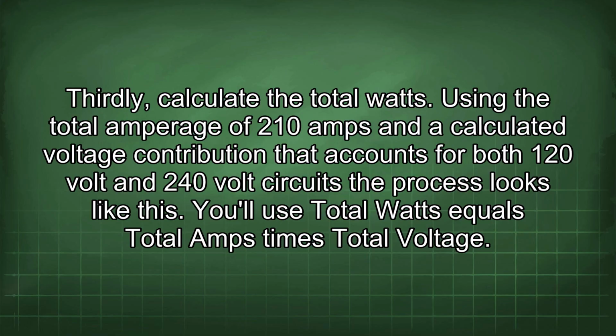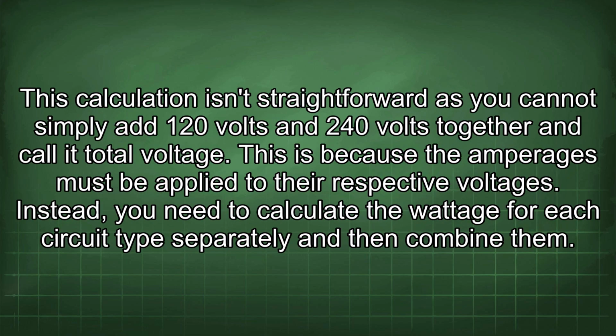You'll use total watts equals total amps times total voltage. This calculation isn't straightforward, as you cannot simply add 120 volts and 240 volts together and call it total voltage. This is because the amperages must be applied to their respective voltages. Instead, you need to calculate the wattage for each circuit type separately and then combine them.